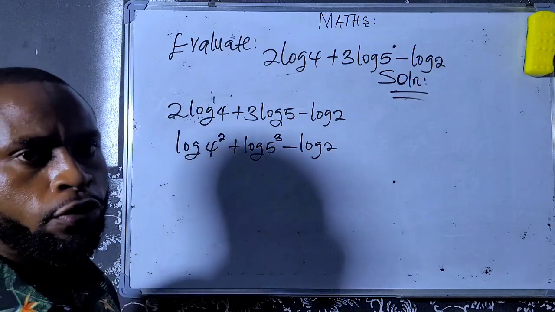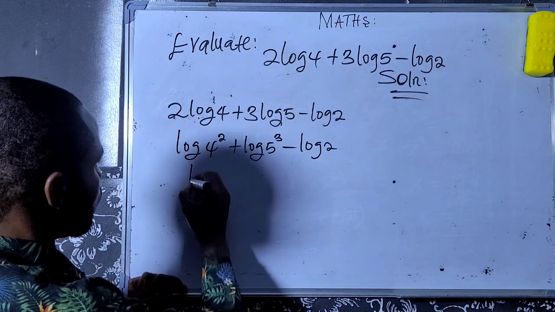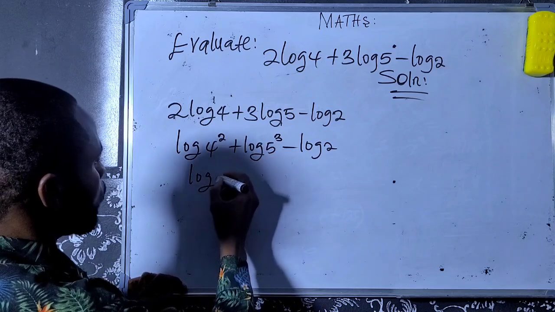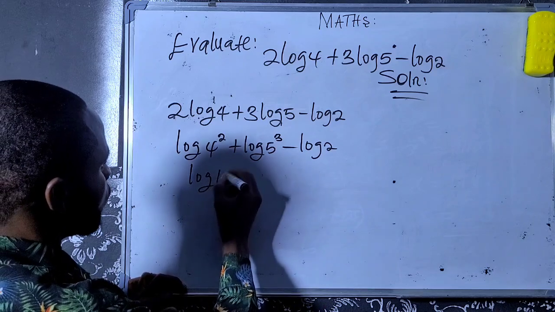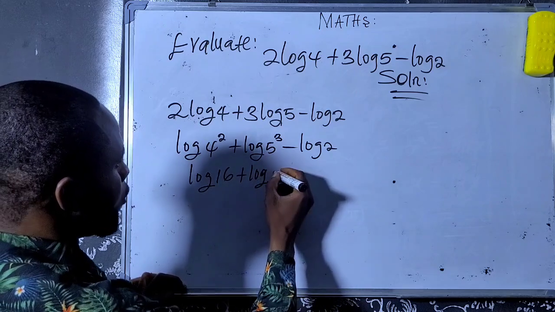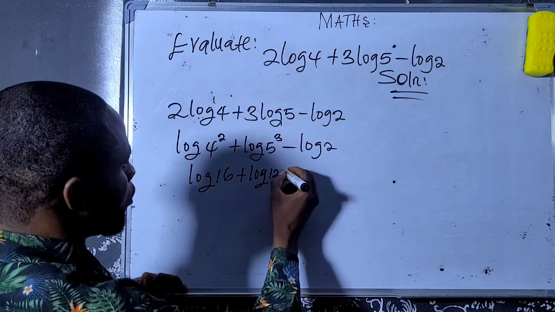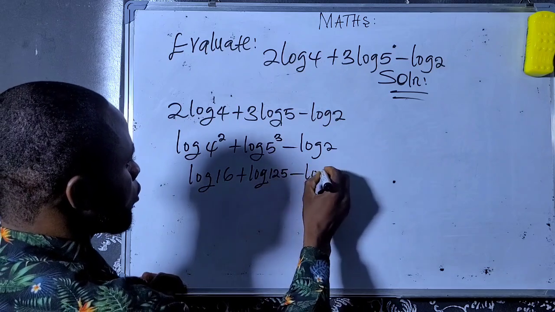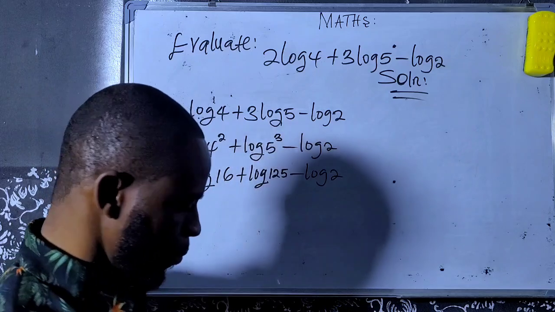When we simplify this further, log 4 to the power of 2 will give us 16, plus log 5 to the power of 3, that will give us 125, minus log 2.